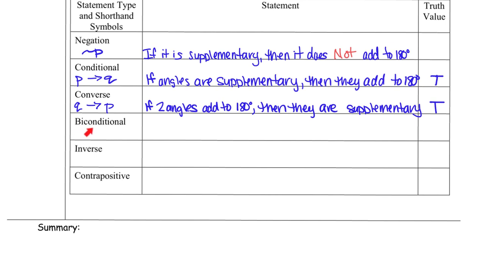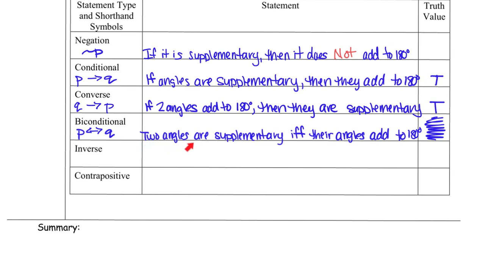When can we write a biconditional statement? You can only write a biconditional statement when your conditional and converse statements are both true. How would you write the biconditional statement? Two angles are supplementary if and only if their angles add to 180. You don't have to write a truth value here because we already know that the conditional and the converse were both true.